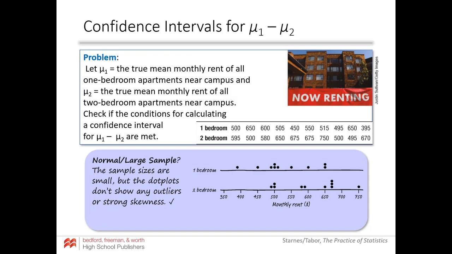And then that last one, normal large sample. We have a small sample size, so we need to make a dot plot of those rents. When we do that, we see we don't have any strong skewness, and we don't really have any outliers in these situations either. So we're good to go. We can use the normal or large sample case.